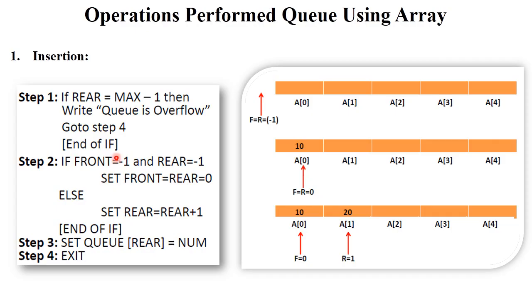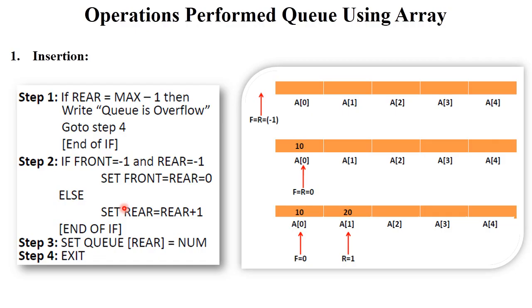So this if condition is true, then it goes to step 3. And in step 3, set Q of rear equal to num. Means first set the pointers front and rear equal to 0, and second step is to insert the value here. So Q of rear equal to 10. 10 value is inserted at the first location. Clear?